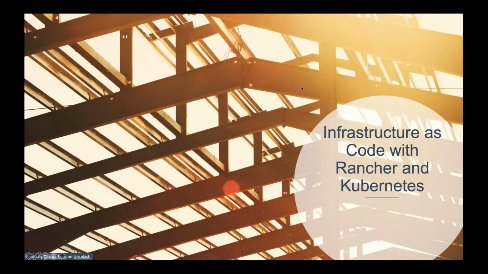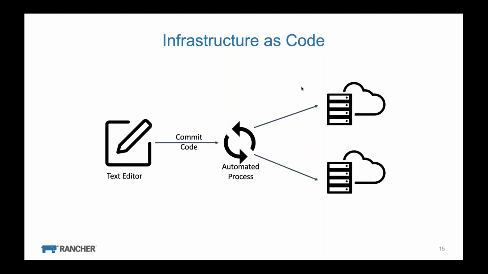So as Shannon said, we're going to be talking about infrastructure as code today, in particular using Rancher and Kubernetes and just looking at our recommended workflow for what that could look like for you. And so infrastructure as code is an industry practice where you have your text editors and you're defining your environments the way you want them to look, implemented in actual infrastructure code.